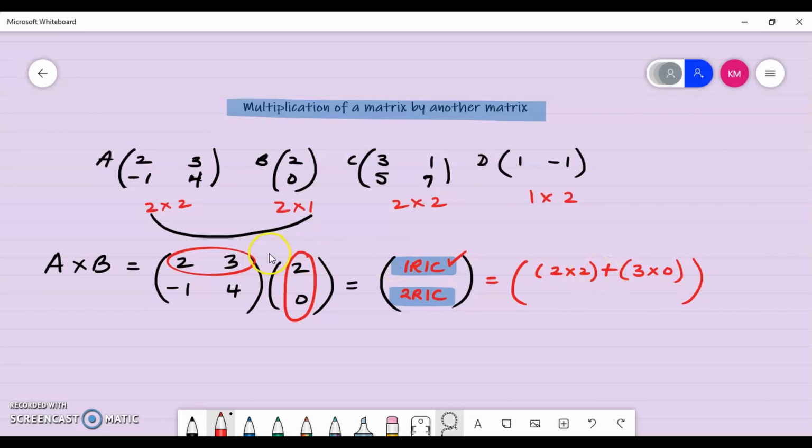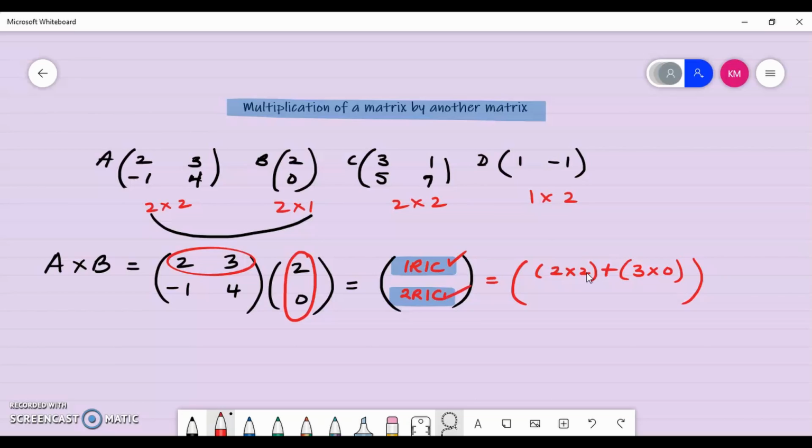Now, how did I determine that this 2 needs to be multiplied by this 2? Now, you can mentally visualize this row being turned and placed onto this column, and you will see that 2 will fit exactly onto this 2 and 3 will be placed onto this 0 here. So that is how I have determined what element needs to be multiplied by which one.